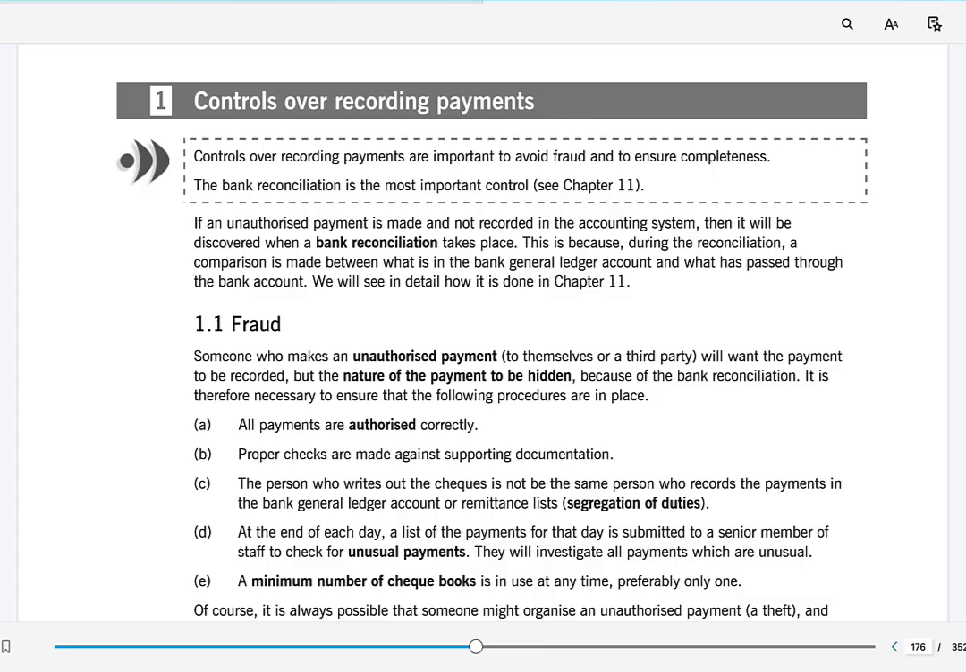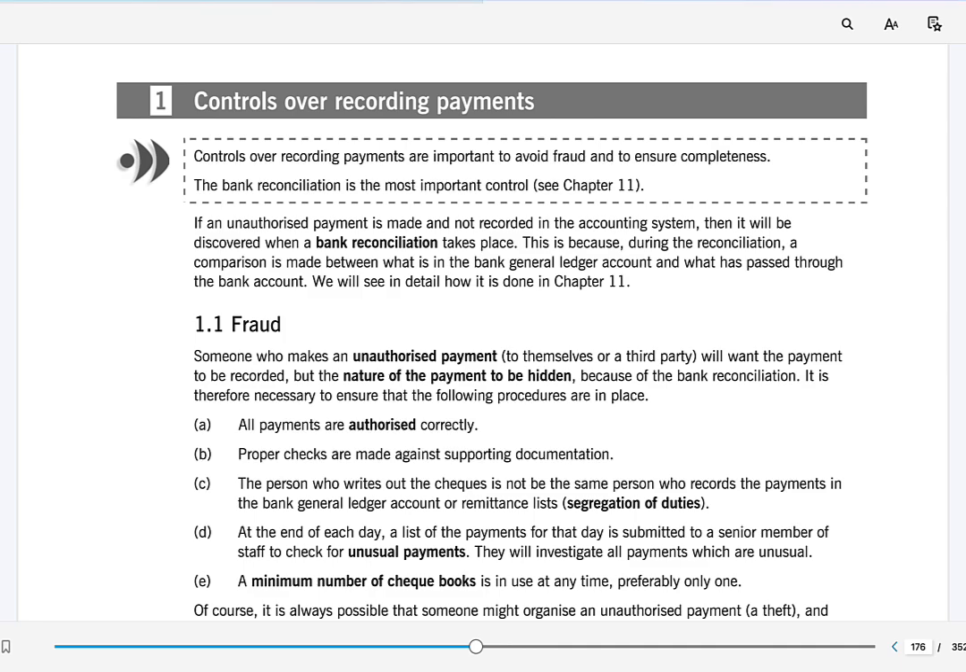3. Paying twice for the same invoice. 4. Paying for something that was never ordered. 5. Paying for something that was never received. 6. Someone creating a fake payment and stealing money. 7. Forgetting to record a real payment in the accounting system. 8. Recording a payment in the wrong account.